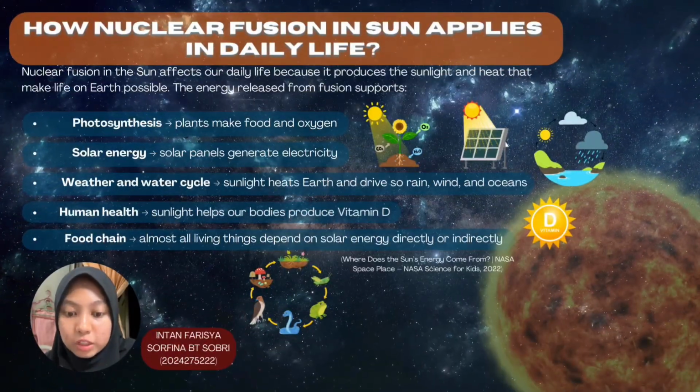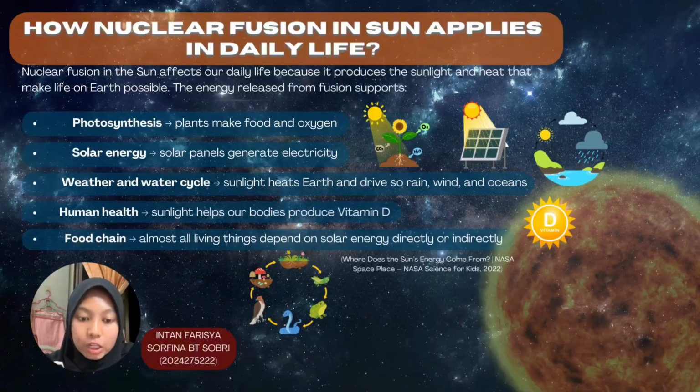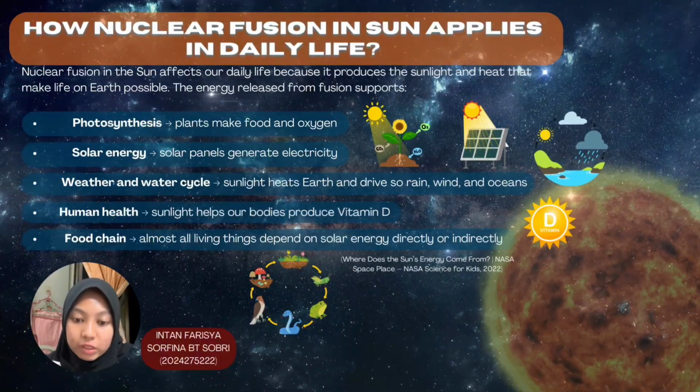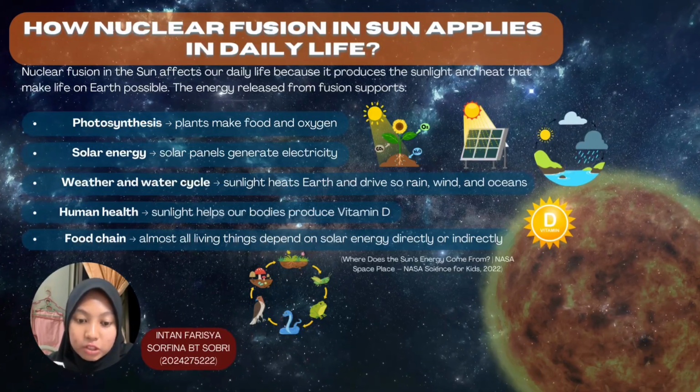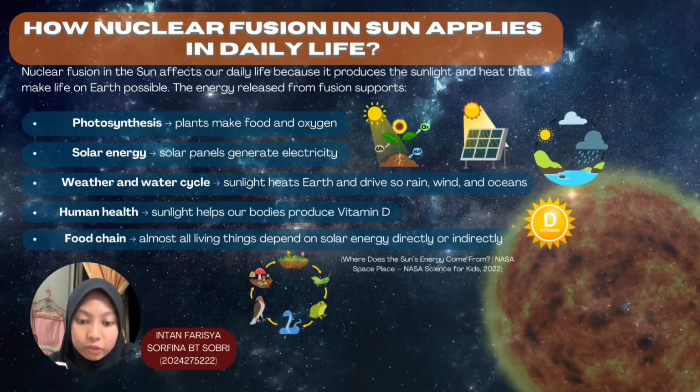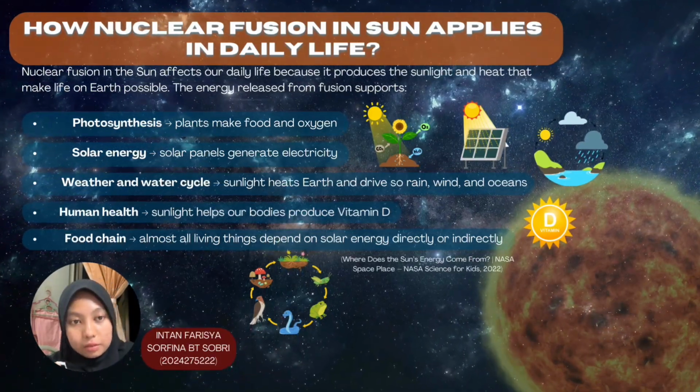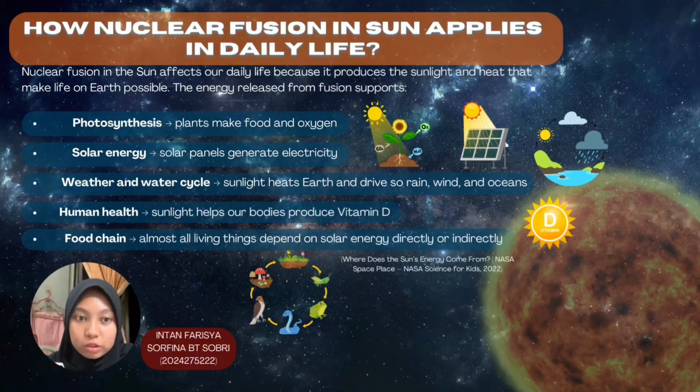So now, how is nuclear fusion in the Sun applied in daily life? Nuclear fusion in the Sun affects our daily life because it produces the sunlight and heat that make life on Earth possible. The energy released from fusion supports photosynthesis, so plants make food and oxygen. Sunlight helps plants make food. Plants use solar energy to produce oxygen and glucose.